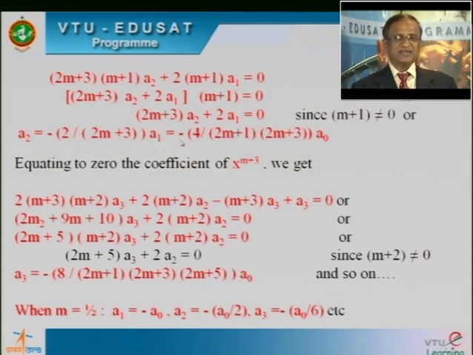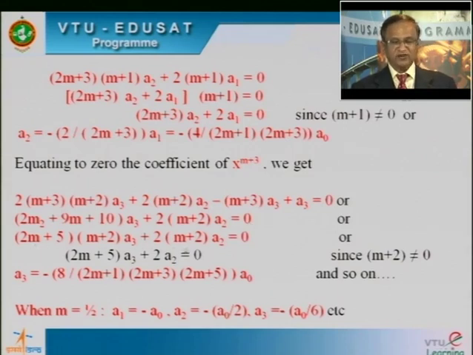Okay. Exactly in the similar way, now I want to collect the coefficients of x to the power m plus 3. So you will get 2(m plus 3)(m plus 2) a3 plus 2(m plus 2) a2 minus (m plus 3) a3 plus a3 is equal to 0. So you can simplify. I hope you can obtain 2m square plus 9m plus 10 when you multiply these two factors, and a3 is common, so you can write down plus 2(m plus 2) a2 is equal to 0.